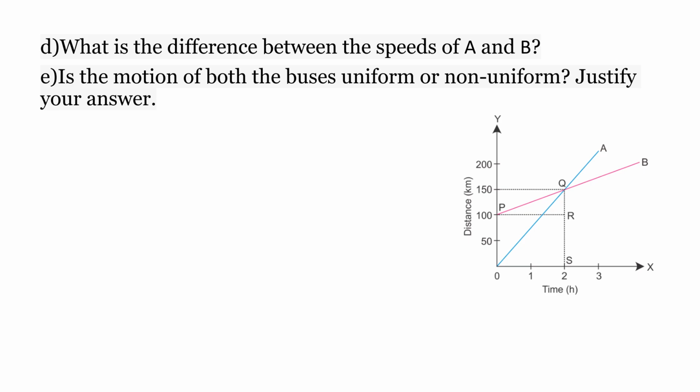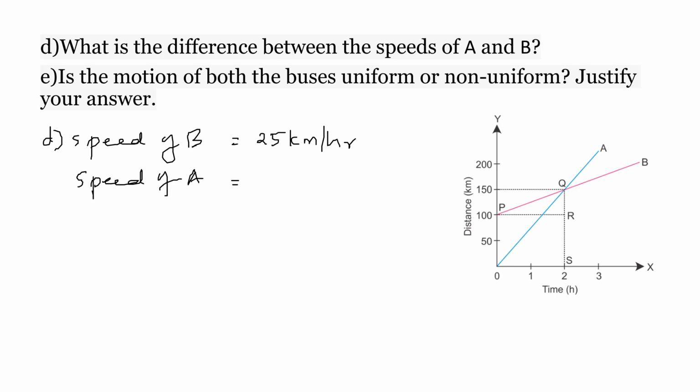What is the difference between the speed of A and B? We already found the speed of B, which is 25 kilometer per hour. Now let us find out the speed of A. So speed of A we can find using the graph OA. Let us take the points O and Q and find out the slope of the line OA. So drop the perpendicular here. This will be our y coordinate and this will be our x coordinate.